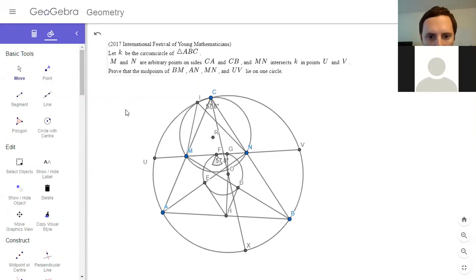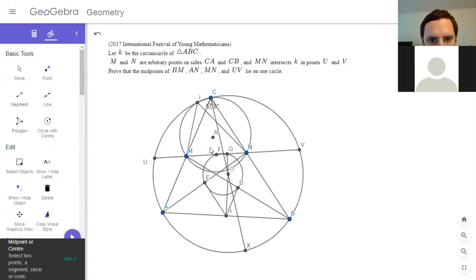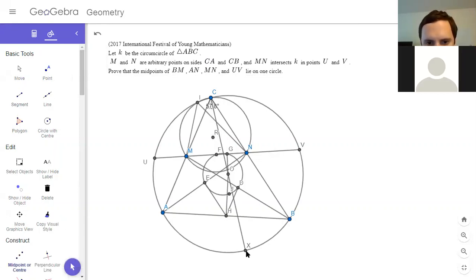Now I claim that the midpoint of RX also lies on this circle. Now I prove that. I assume that the midpoint of RX is J, and then prove that JF is the diameter of this circle. That means I individually prove all of them are 90 degrees.